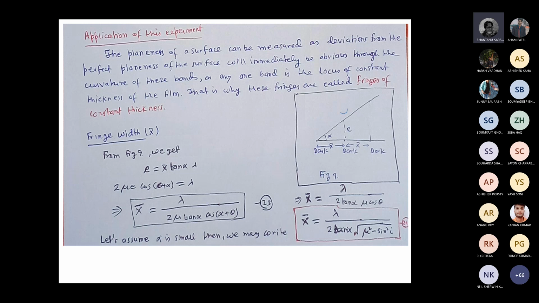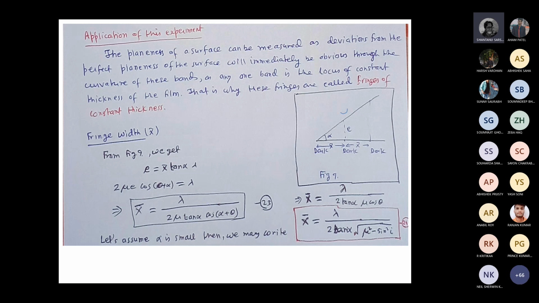A particular order of the fringe depends on a constant value of E. So the fringes will be fringes of constant thickness. If the surface is curved, then the fringe also will be curved.